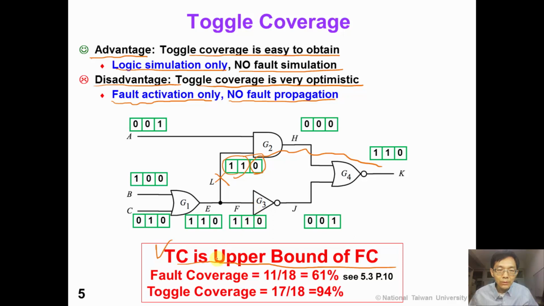For example, for this circuit, the fault coverage is only 61%, but our toggle coverage is 94%. So in this case, we can see that toggle coverage is much larger than the fault coverage. If you want to know the details of fault coverage, you can review video 5.3 on page 10.